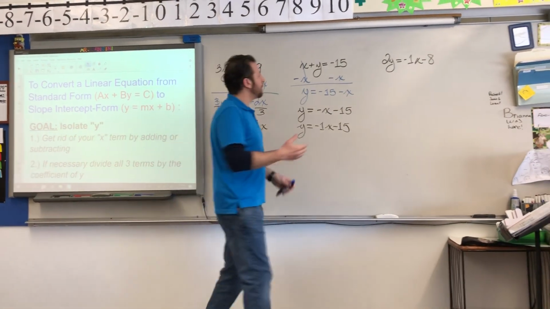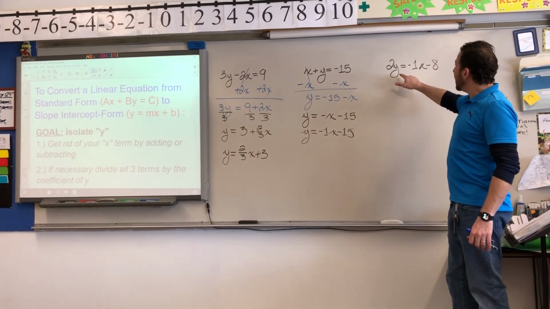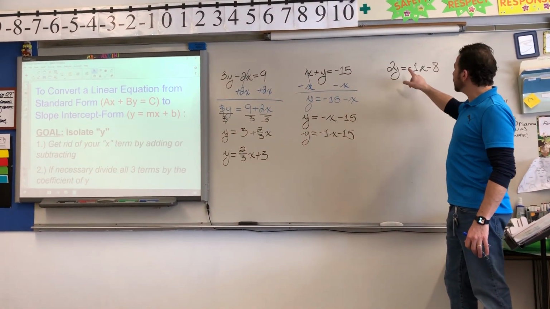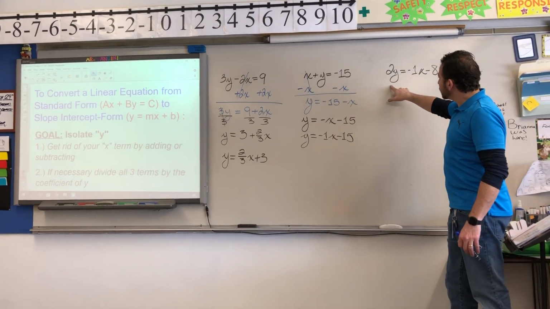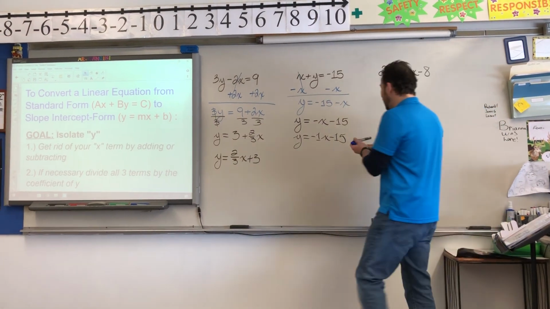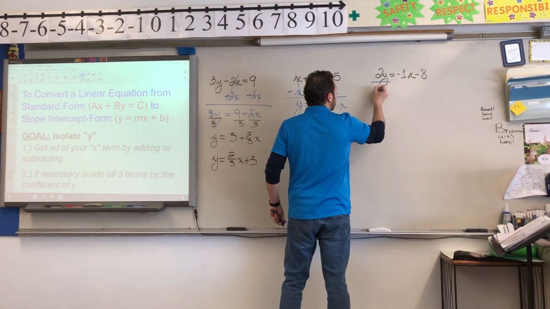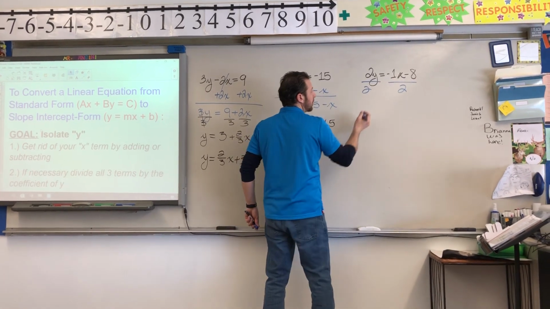And this last example gives us another example where it's not necessarily standard form because it's not ax plus by equals c. It's more 2y equals negative x minus 8. So what we do here is simply isolate the variable. This one's probably one of the easier ones. I divide by 2. Okay?